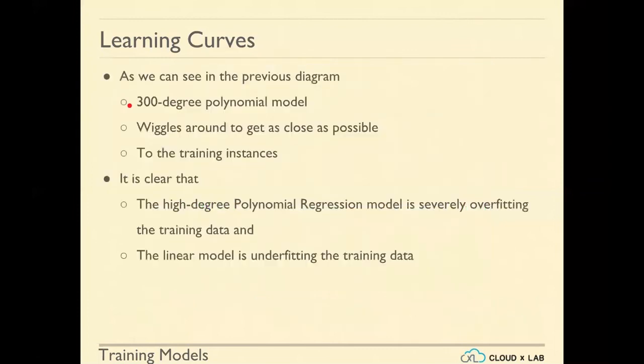As we can see in the previous diagram, the 300-degree polynomial model wiggles around as close as possible to every data point. And it's clear that with high degree polynomial regression, this model is going to overfit the training data. The linear model is underfitting the training data. Sure, we're going to talk about that one.